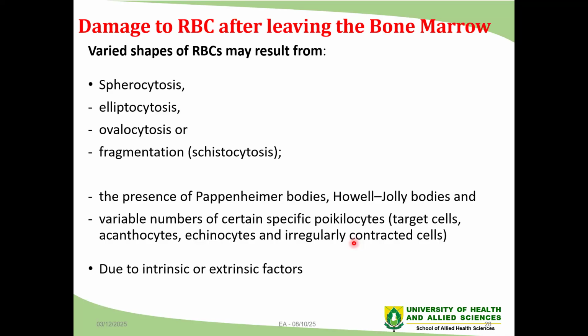Now, there are other bodies that we may come across in the blood film. One of them is what we call the Pappenheimer body. Other is a Jolly body. We'll look at them shortly. And then also there are other types of poikilocytes. Some of them are pathognomonic in the sense that if you see a cell which is sickle, nothing else should tell you the patient has another condition apart from sickle cell disease.